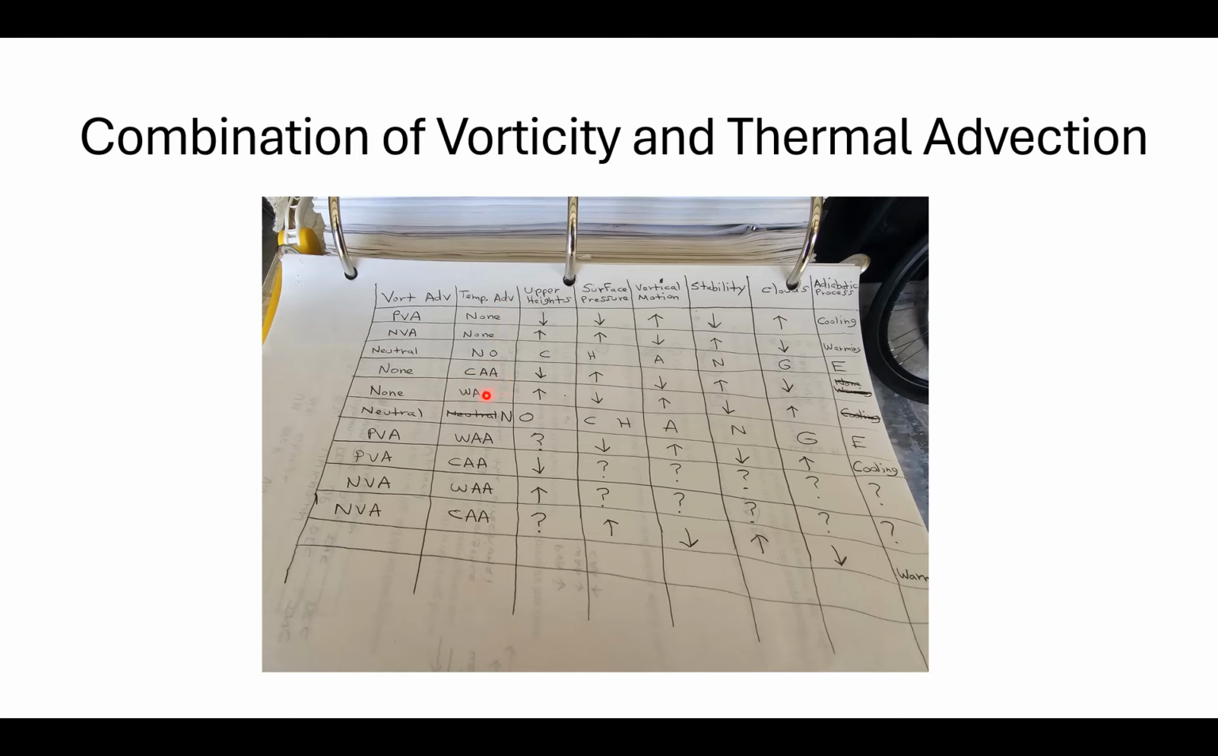Column 2 shows temperature advection, TMPADV. CAA is cold air advection, with cold air moving in, WAA is warm air advection, and then maybe you have cases where you don't have any temperature advection at all.